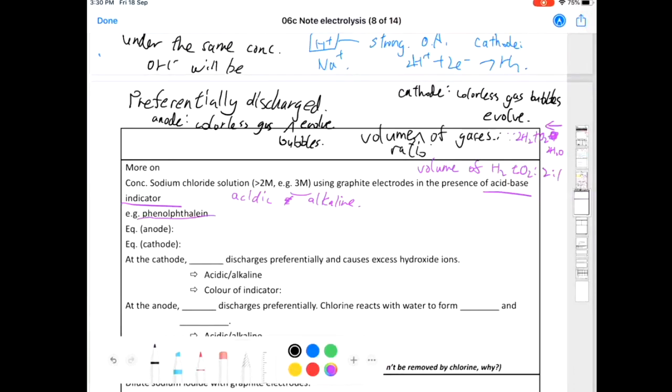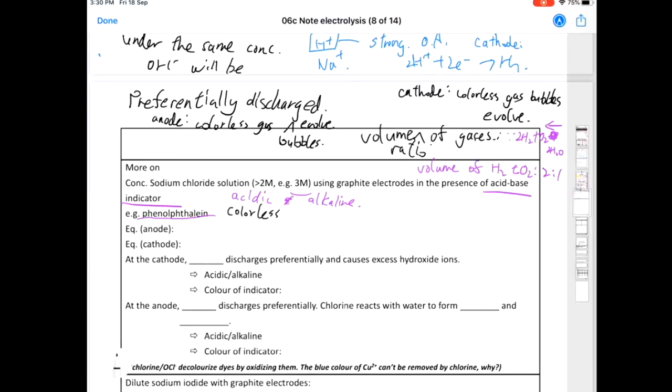Colorless in acidic environment. Is it called pink or purple? Pink or red under alkali environment. So after the addition of it, some more observation you can predict.